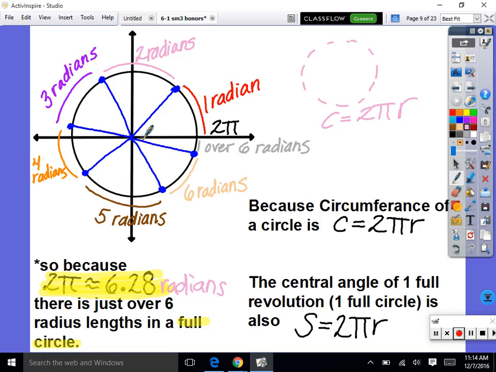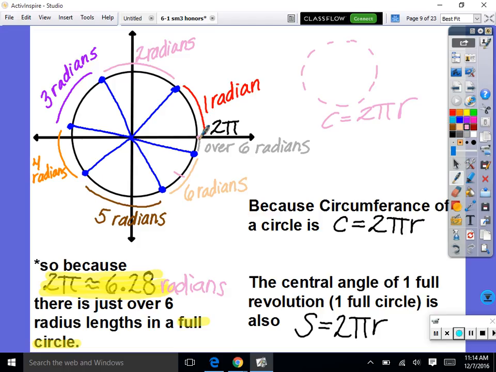So right here is my sixth radian. So that is the sixth radius. And then we're just over a little bit more, puts us back to the beginning. So we have just over 6 radians in a full circle. That's physical units around the circle. So there's just over 6 radius lengths in a full circle. So just maybe write that down, draw the picture, because we're going to use it.